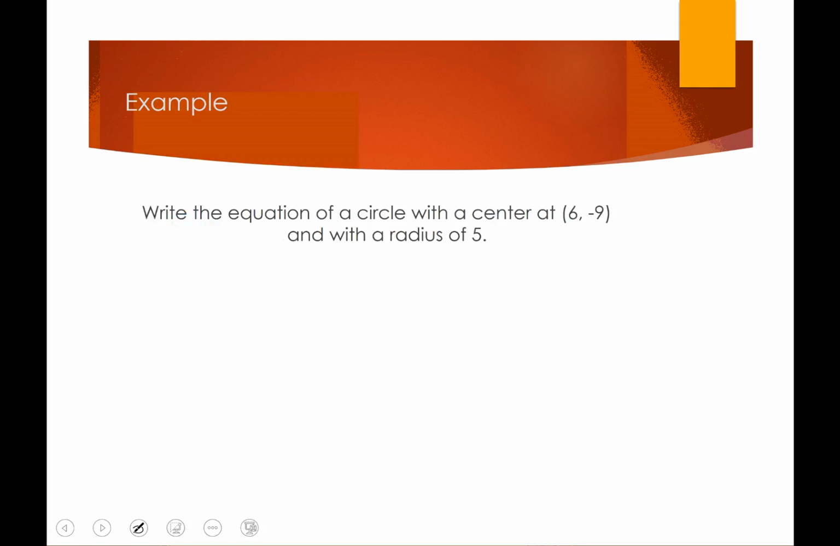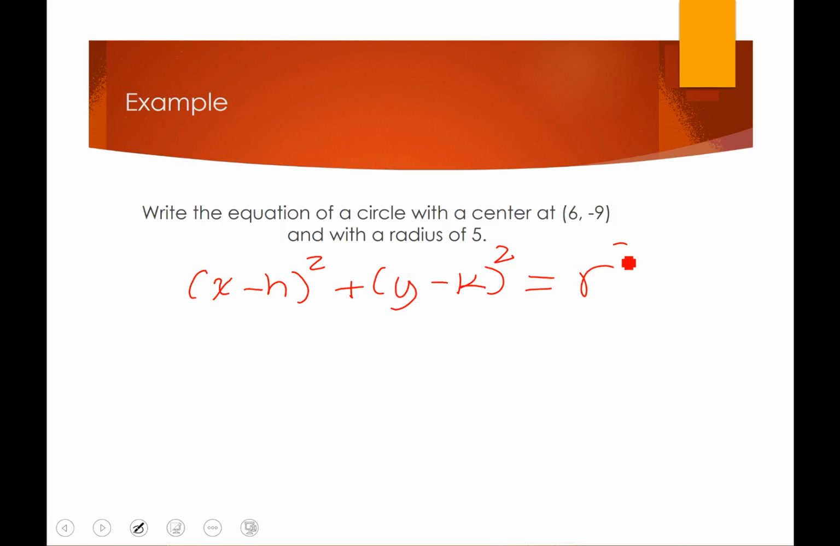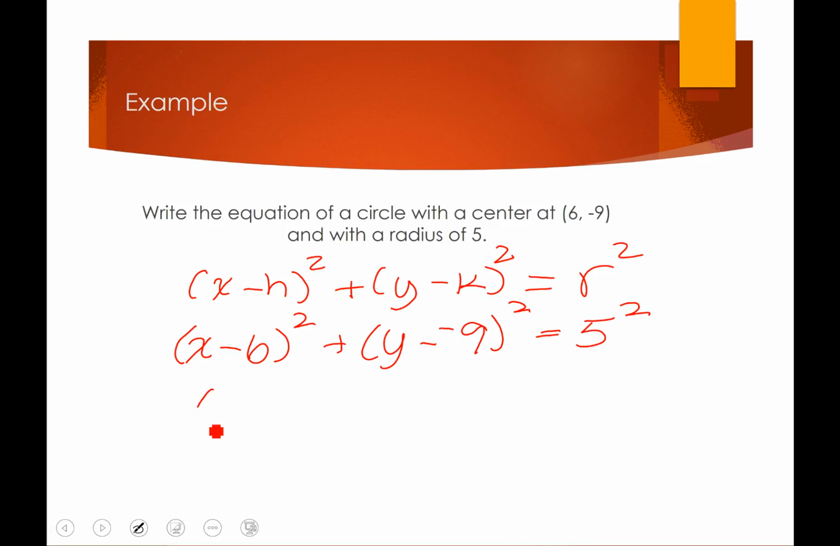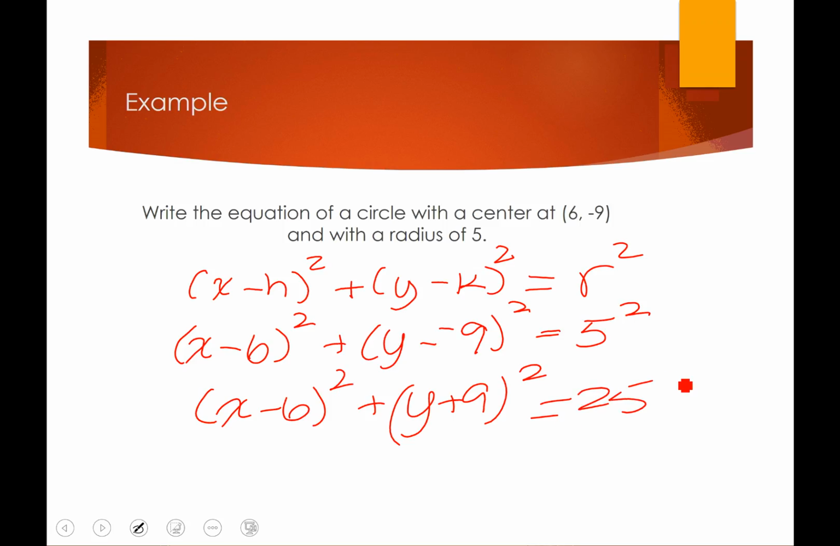So if I want to write an equation of a circle with the center at 6, negative 9, with a radius of 5, it's x minus h squared plus y minus k squared equal to r squared. So if I just sub in, I'm going to get x minus 6 squared plus y minus a negative 9 squared equals 5 squared. So that's just going to simplify down to x minus 6 squared plus y plus 9, that whole thing squared, equal to 25.